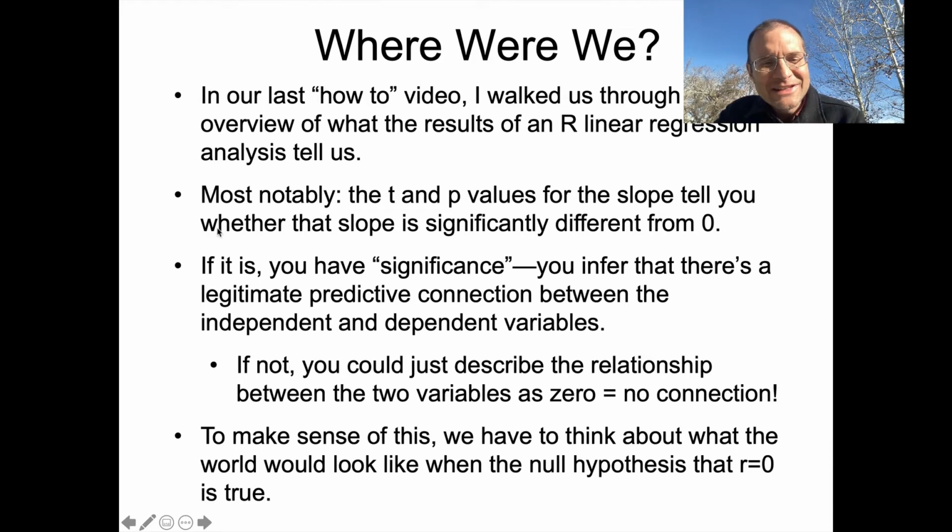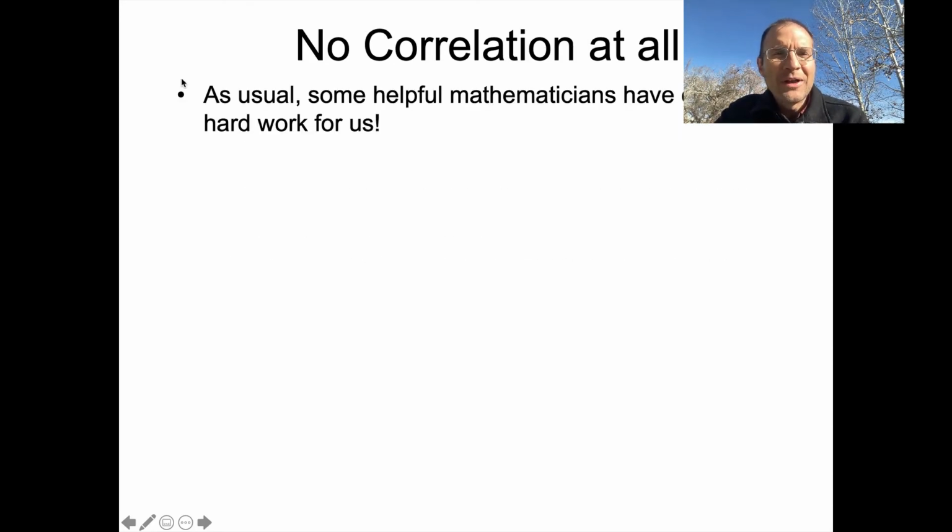So to make sense of how this hypothesis testing approach works, we can keep on thinking about what the world would look like when the null hypothesis that r equals 0 is true. So we're testing in this approach whether the slope is significantly different from 0. So the null hypothesis is that r equals 0. Okay, so in that case, we have no correlation at all.